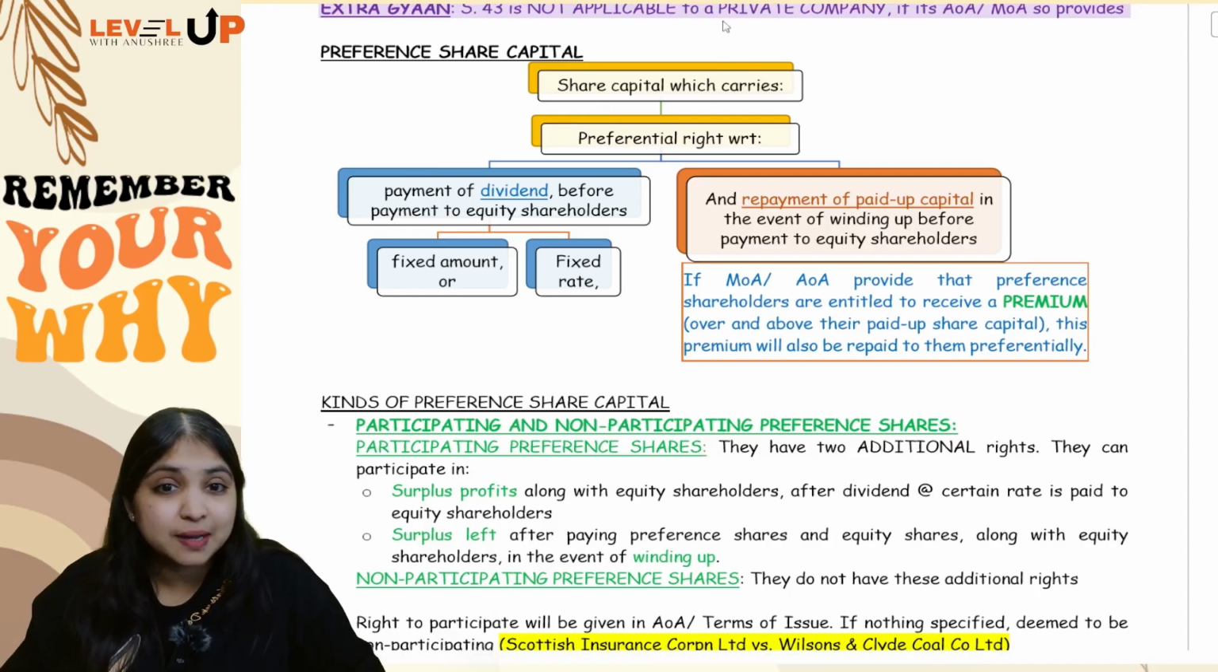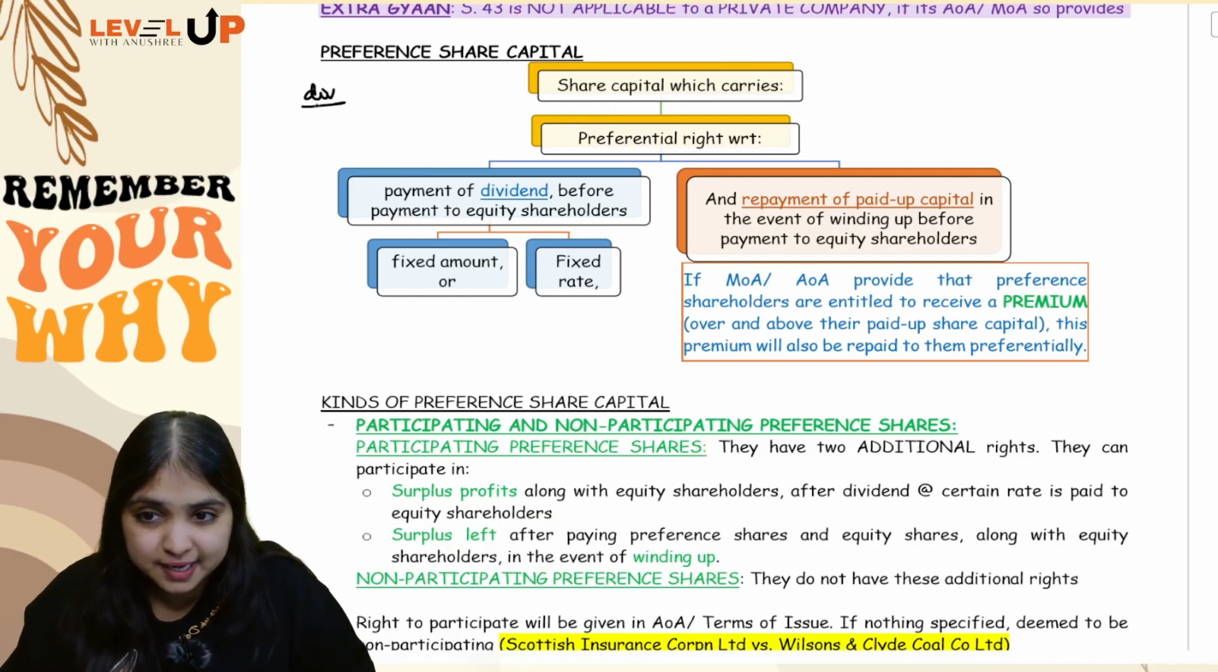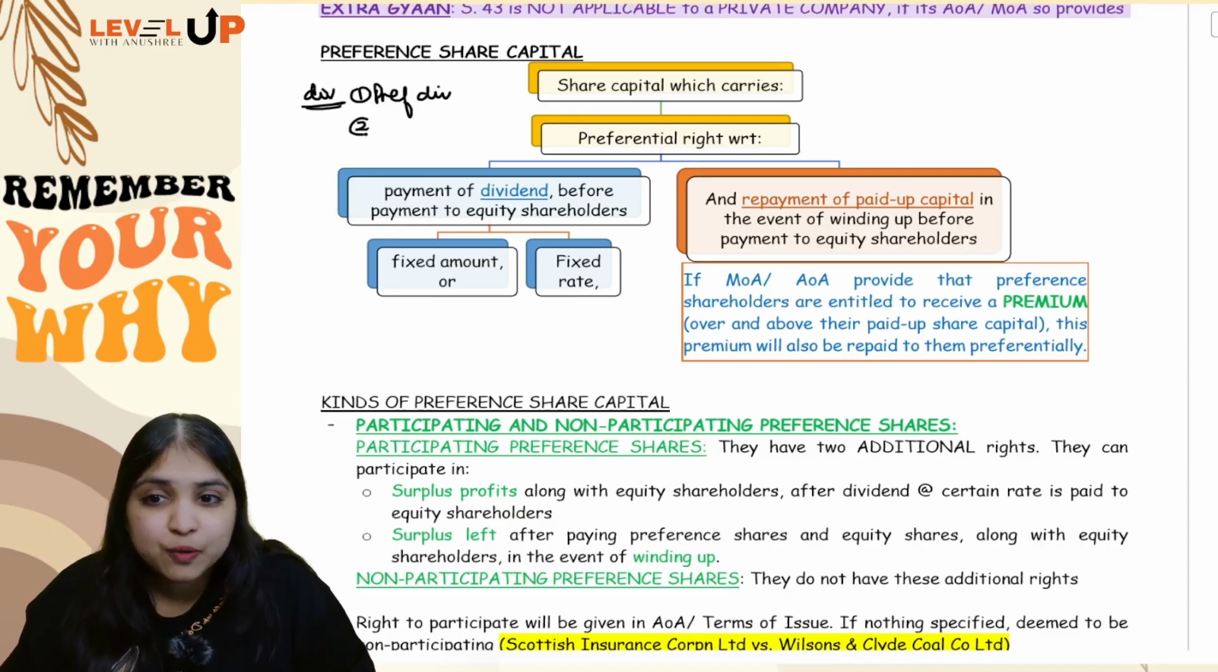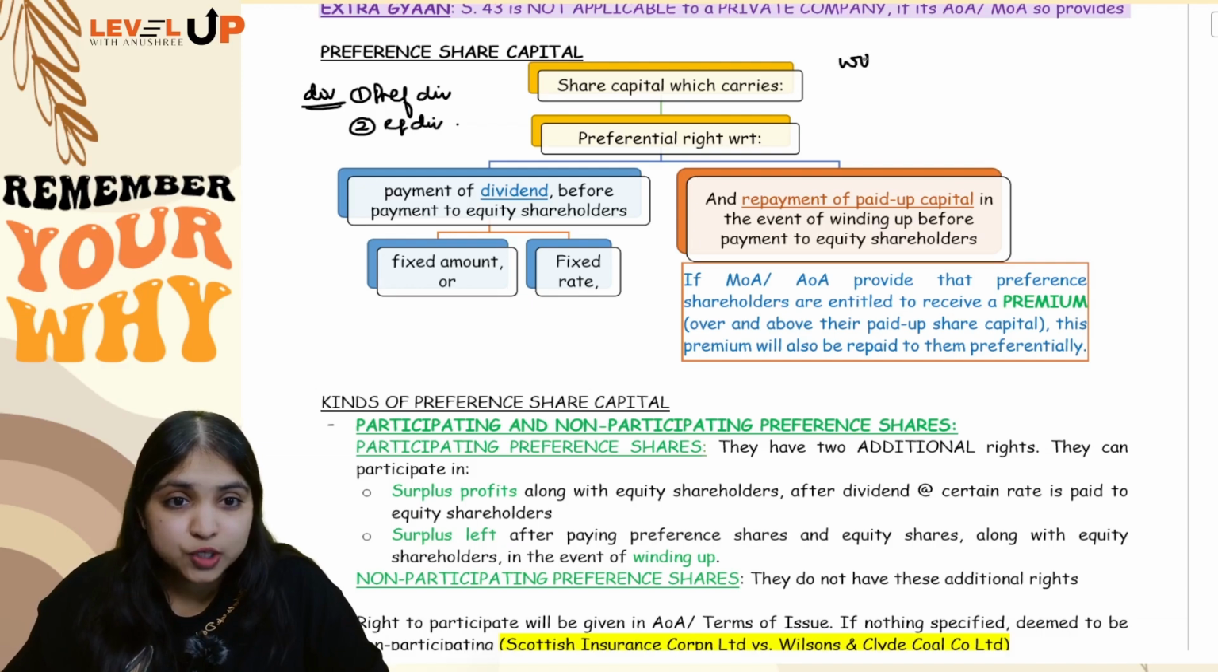Number one, whenever the company declares dividend, the company will first pay preference dividend at the fixed rate, and only then will the company pay equity dividend, guys. Similarly, whenever the company goes into winding up, one of the steps in winding up is liquidation.